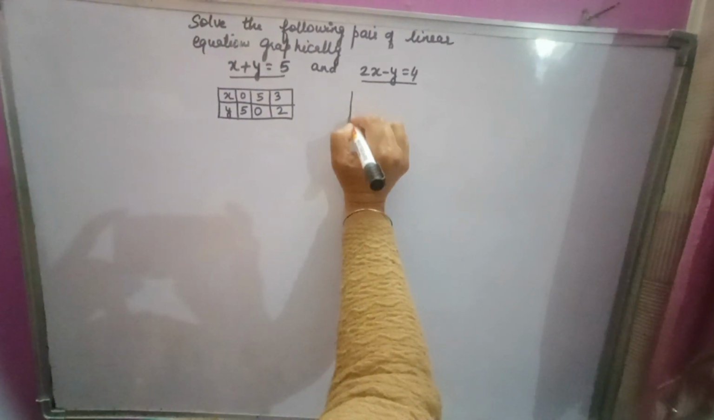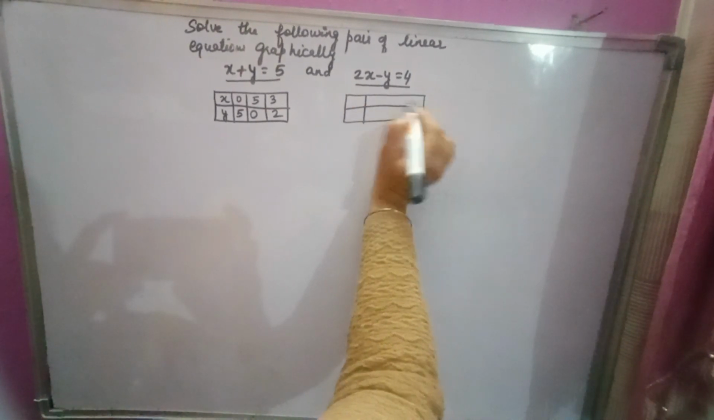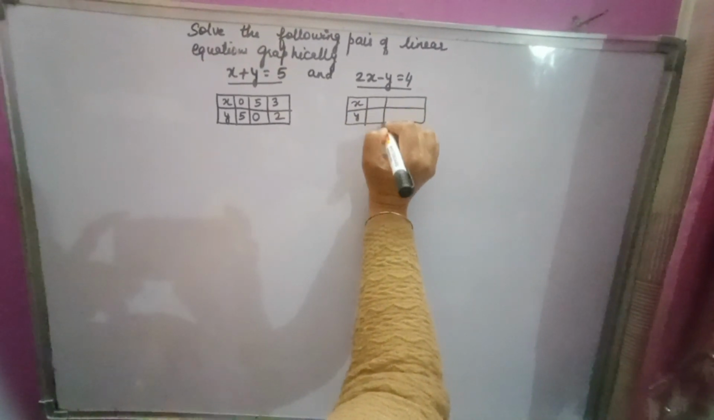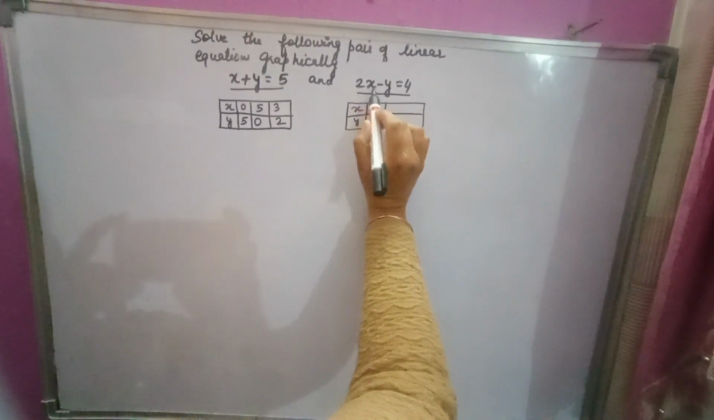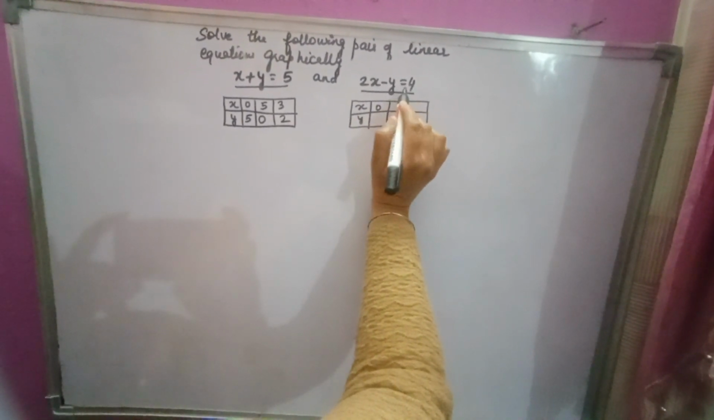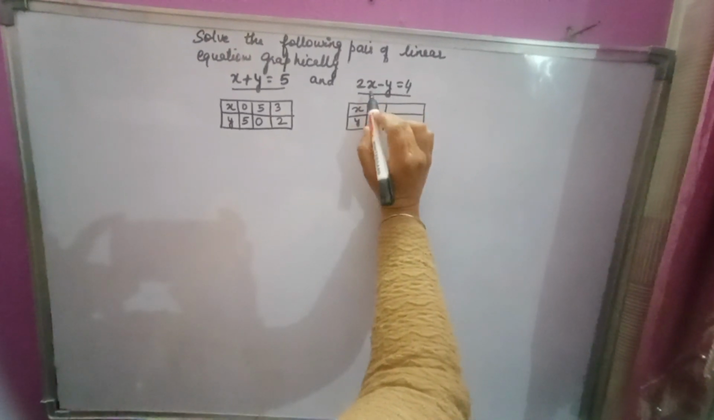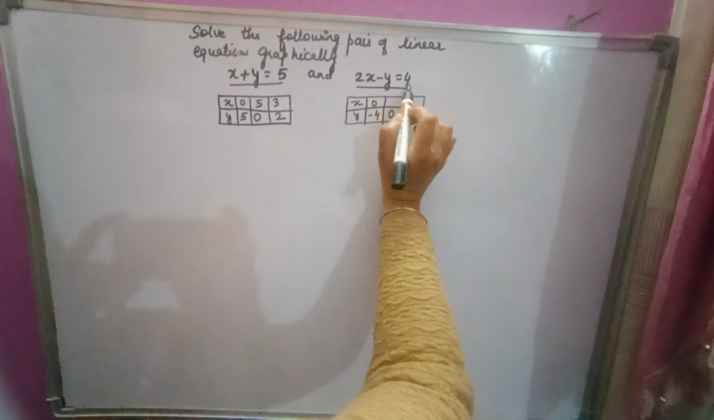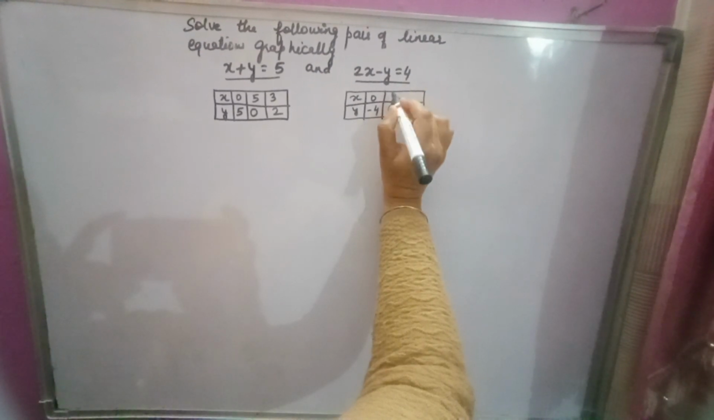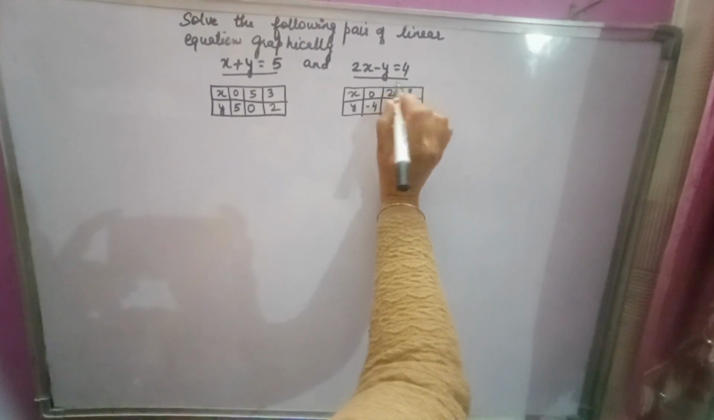Now again for this equation similarly you will make the table. Values of x and y. Suppose x is equal to 0. You will get 2 into 0, 0. Minus y is equal to 4. So y will come equal to minus 4. y is equal to 0. x will come, 2x is equal to 4. x will come 4 over 2, that is 2.